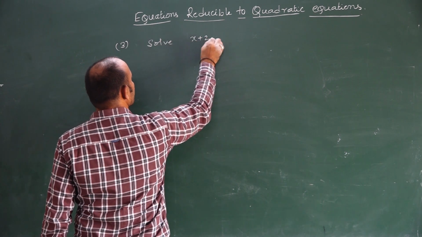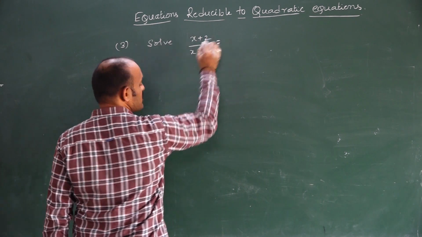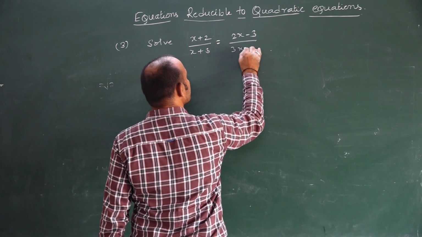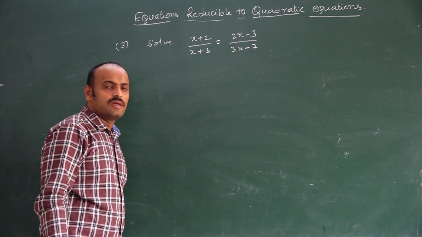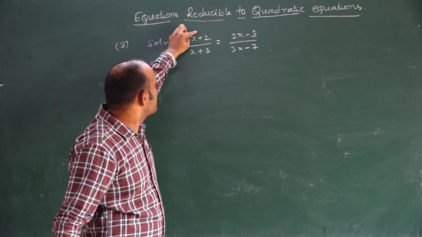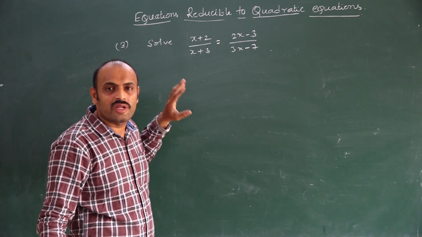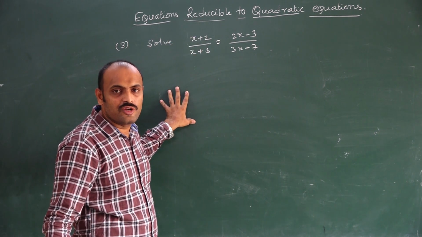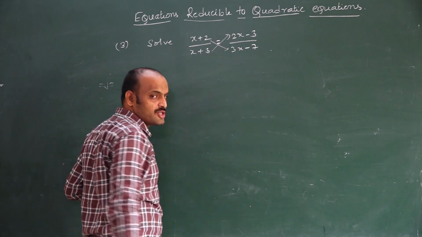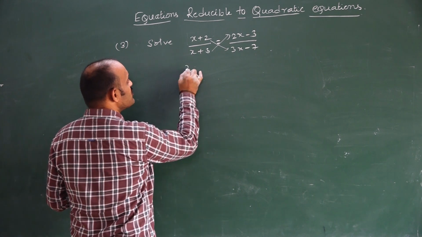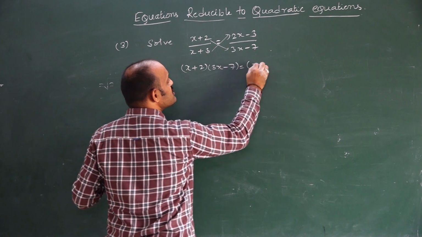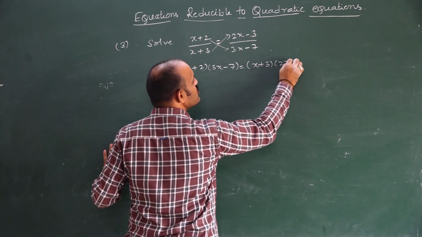Solve x plus 2 by x plus 3 is equals to 2x minus 3 by 3x minus 7. Here they are in fraction form or rational number form and each power is 1. Now we need to write it in the quadratic equation form and we need to solve. First, do the cross multiplication. X plus 2 into 3x minus 7 is equals to x plus 3 into 2x minus 3.